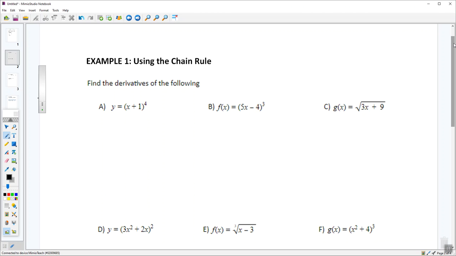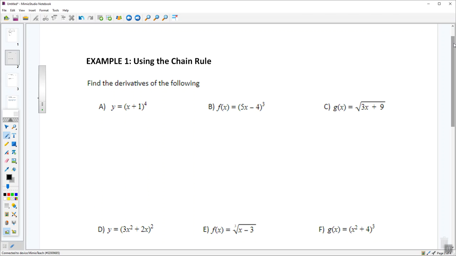If I took this whole function right here and expanded it, could I find a derivative that way? Yeah. What would f prime of x, or y prime in this case, be? 4x to the 3rd plus 12x squared plus 12x, plus 1. Okay, hold that thought for a second.